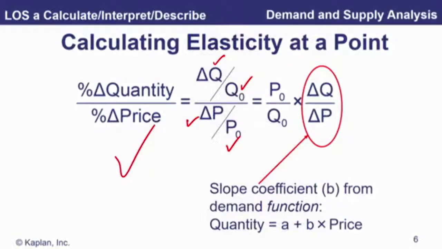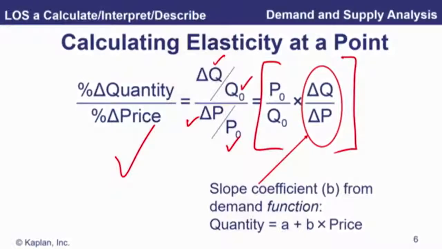So if you can see what the calculation is doing, all you need to do is get to this final version. You can rearrange that middle version to get P0 over Q0, current price, current quantity, multiplied by the change in quantity over the change in price. Now, as long as we have the demand function, we're going to be very easily able to calculate this elasticity. All we'll need is the current price and the current quantity. So, as long as they're given, we're in business.